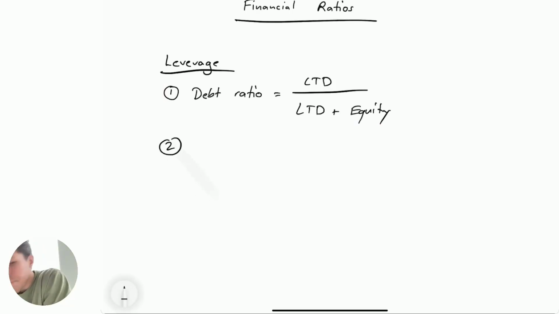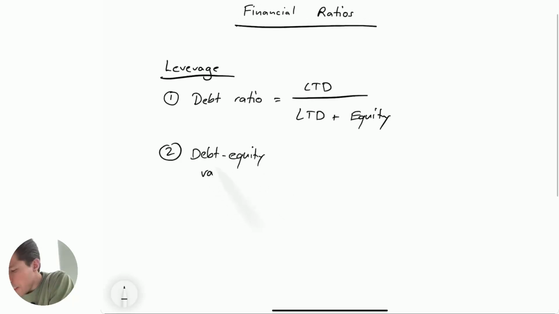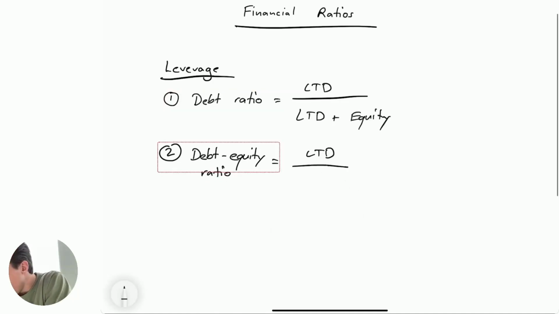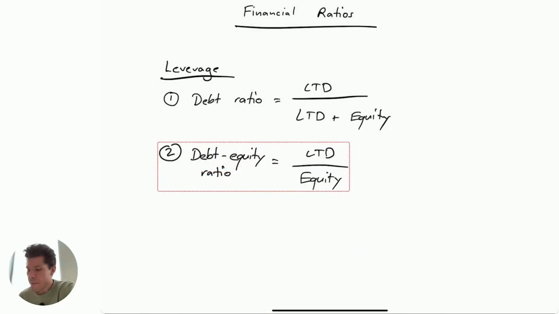Second one is debt equity ratio, which is again long-term debt, but then only over equity. Gives you the same idea how much debt you use compared to equity, how much leverage you have.